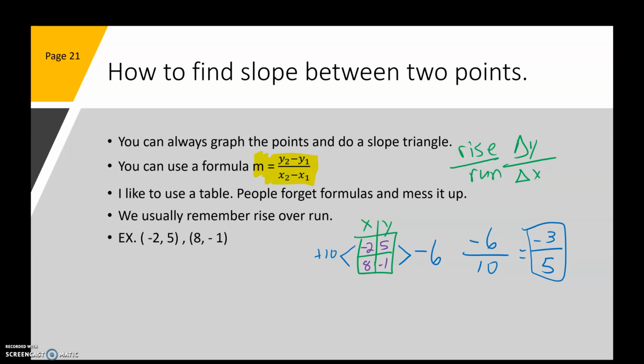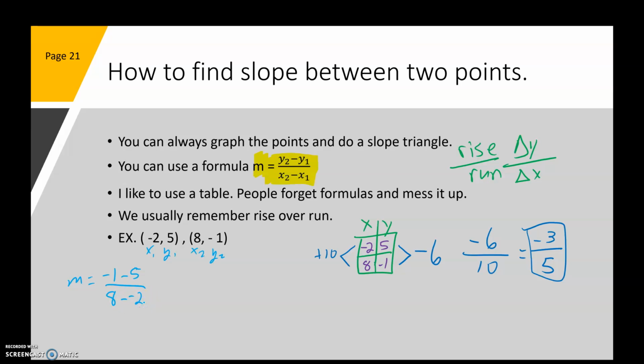We can use the formula. I'll show you. So to do the formula, you label one point the 1s, so x1, y1, and the other point the 2s, x2, y2, and we plug it in. And we go y2 minus y1, so -1 minus 5 over x2, which is 8, minus x1, which is -2.